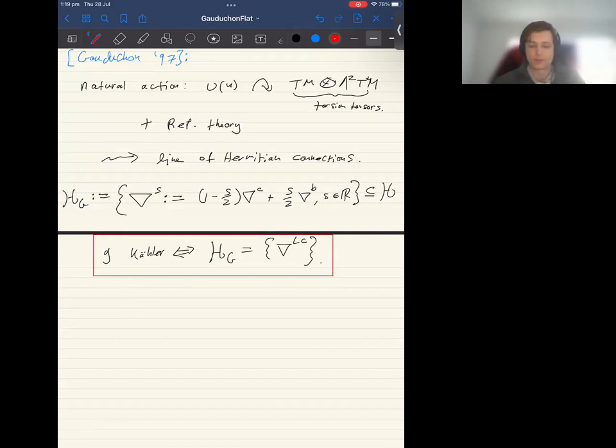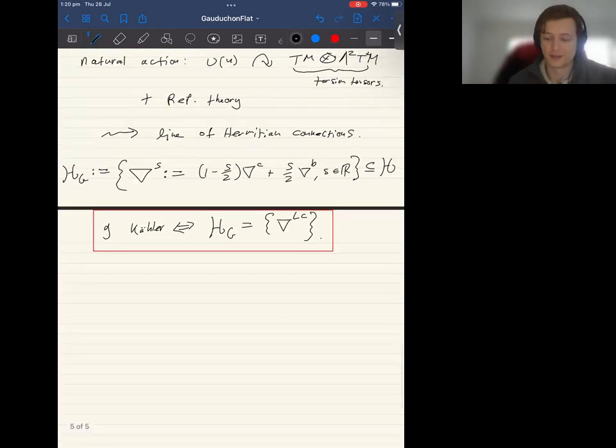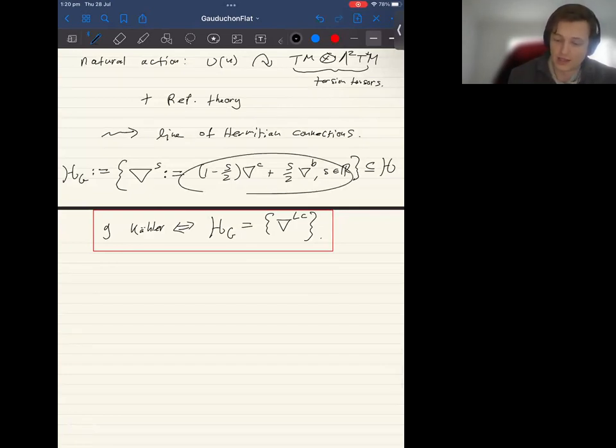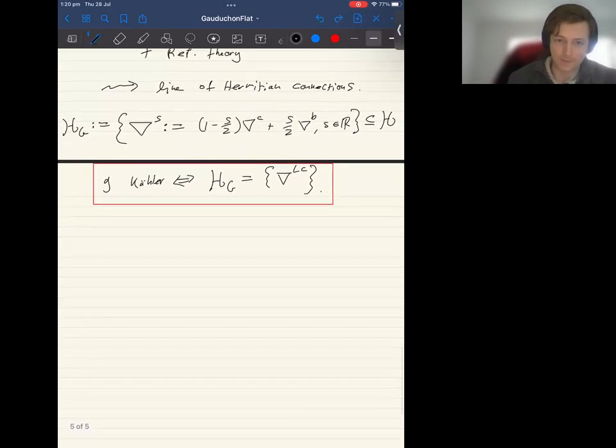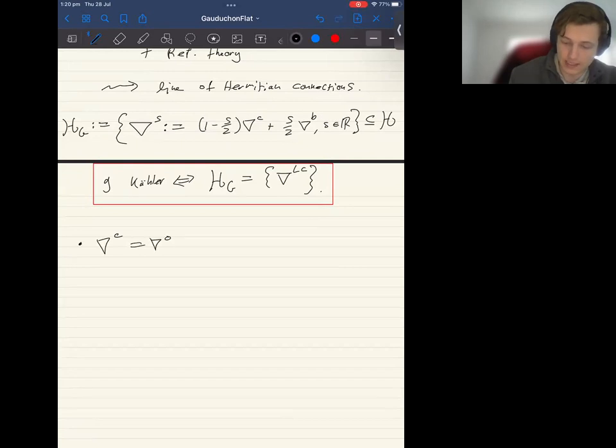So any connection in here would be a valid geometry which generalizes Kähler geometry. These are all valid generalizations. I'm just repeating myself, but this line is what generalizes Kähler geometry. I should define the rest of this. So this nabla C, up here, is part of the line. This is called the Chern connection.